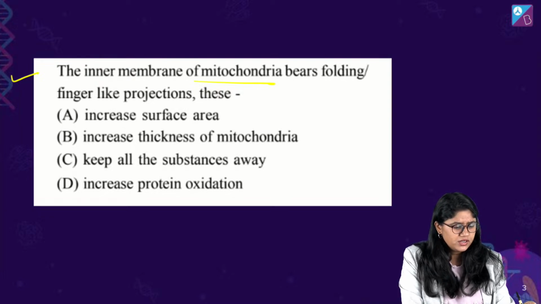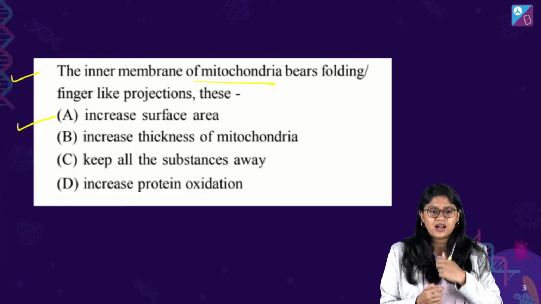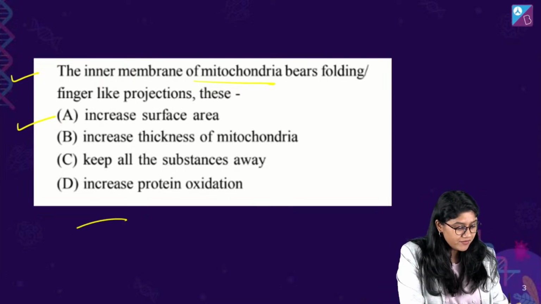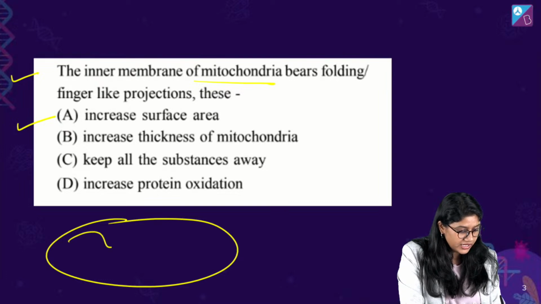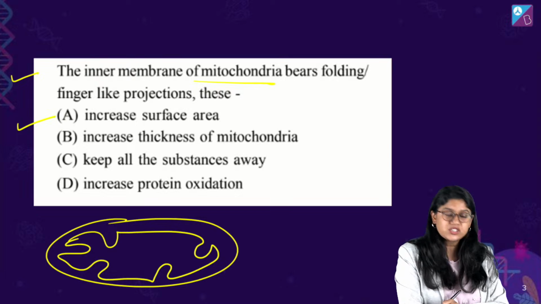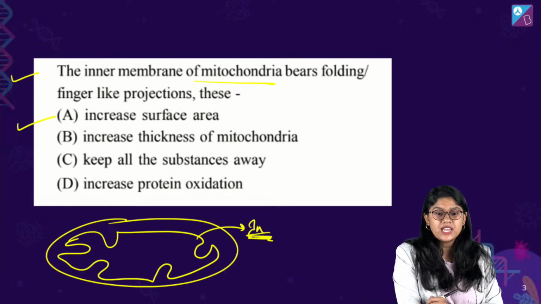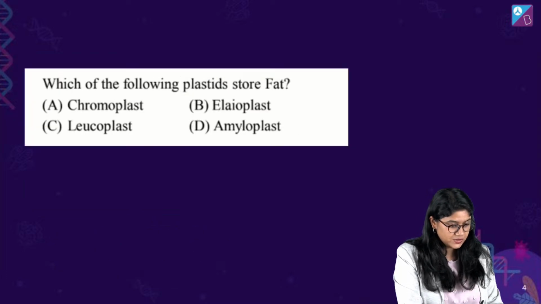Very good. The answer to question number 1 is that it helps in increasing the surface area. We have discussed that in mitochondria, we have the inner folds, and these inner folds help in increasing the surface area for the production of ATP. Very good. Next question, everyone.